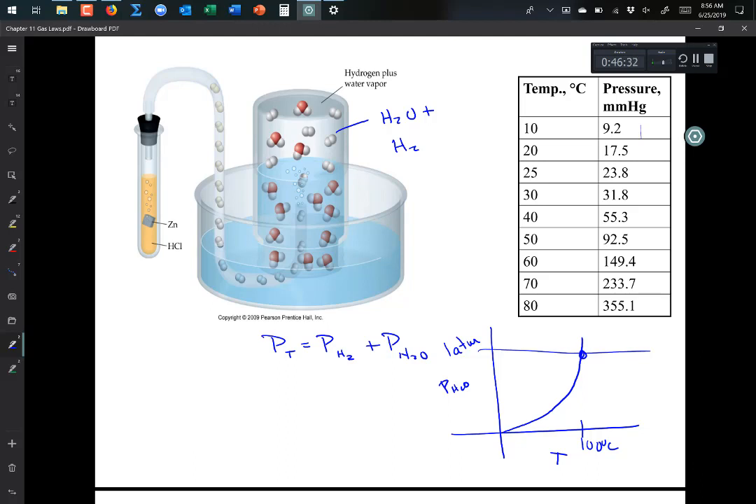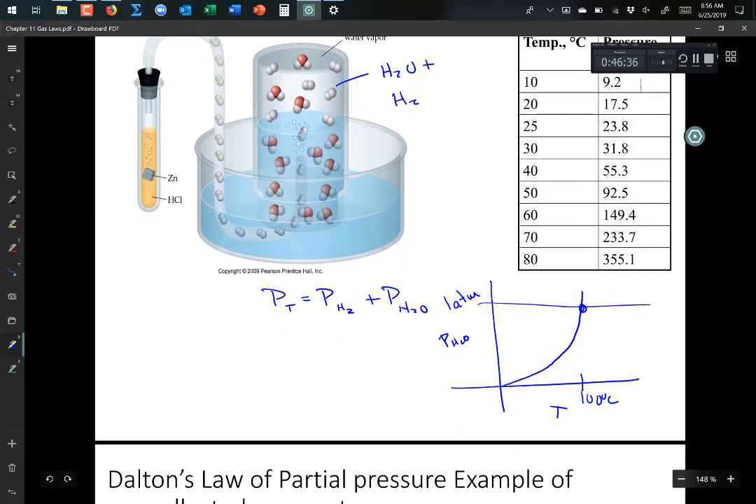Have you guys seen the collapsing can demo? You guys see that one? Yeah, we're going to do the collapsing can. I have it all set up. I just didn't bring it.